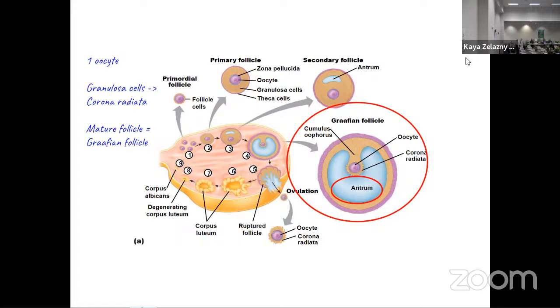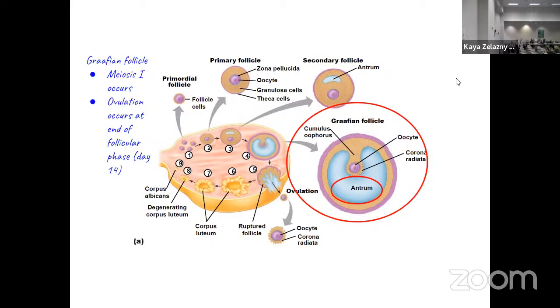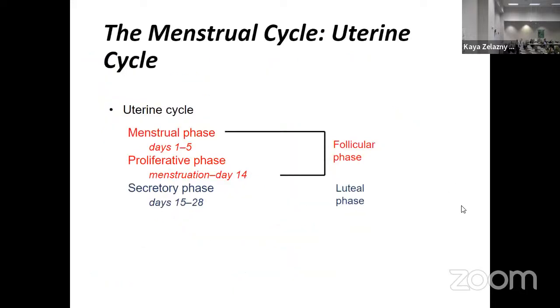So that's kind of an overview of that big wall of text from last time. Ovulation is occurring at the end of the follicular phase around day 14. This is when meiosis 1 would occur, and I think even the beginning of meiosis 2 maybe begins, but that doesn't really continue until after fertilization. We're going to get to hormonal control, but ovulation ultimately is going to be a response to the surge in a hormone called LH, luteinizing hormone.